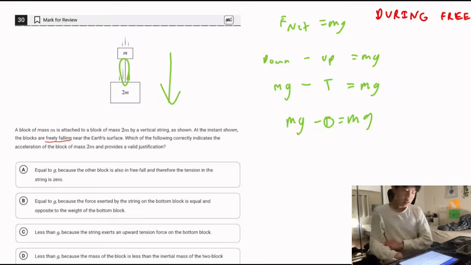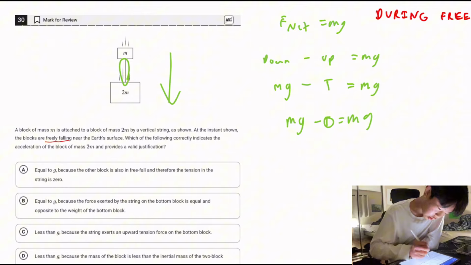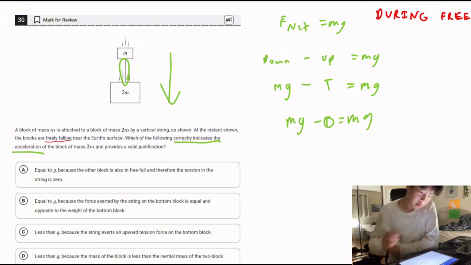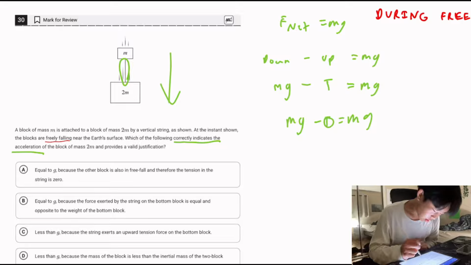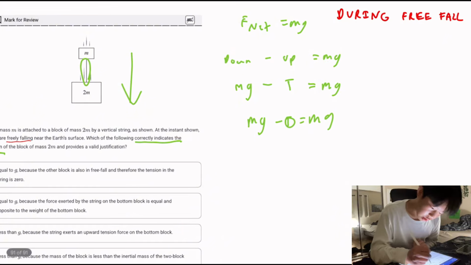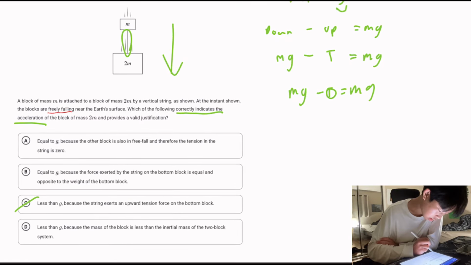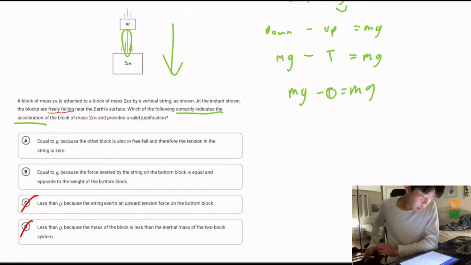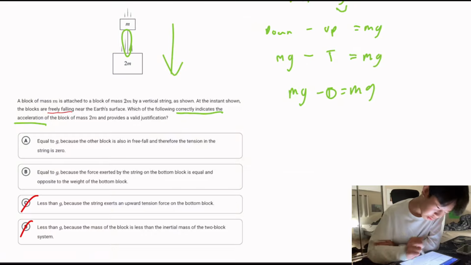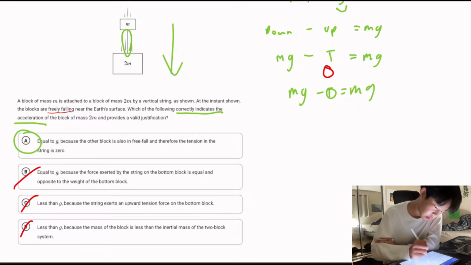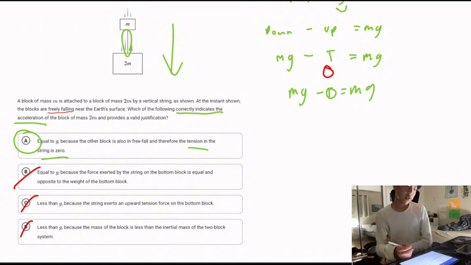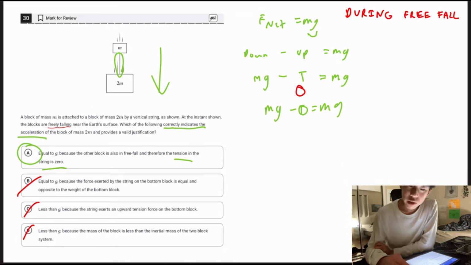So it's asking which of the following correctly indicates the acceleration. Like I said, acceleration is always just equal to gravity. So it can't be less than gravity. Is it equal to g? Because of the force exerted on the string and the block, there's no force exerted by the string because you know tension is 0, right? So it can't be B, so it has to be A. Equal to 0 because the tension in the string is 0. Block is in free fall. Yep. Alright, and there we have it.